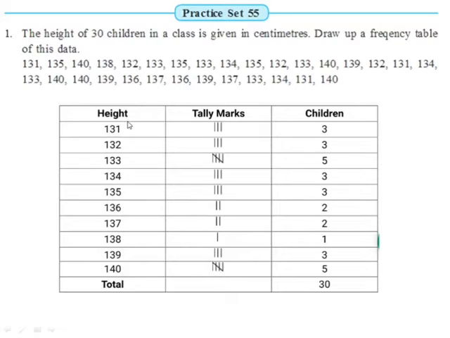The first will be of height, the second will be of tally marks, the third will be of frequency or total number of children. Now here you will see the smallest height is 131 and the biggest height you can see here is 140. So we will start writing the height from 131 up to 140 in ascending order. That is 131, 132, 133, 134, 135, 136, 137, 138, 139 and 140.